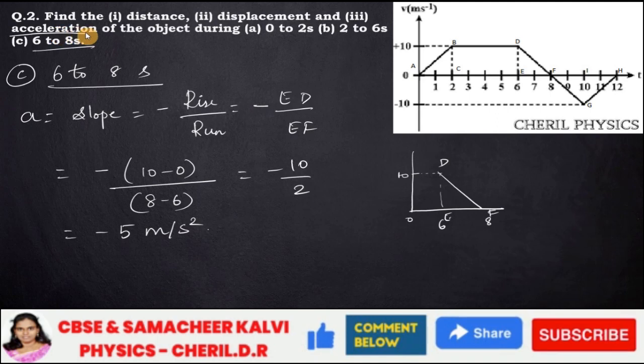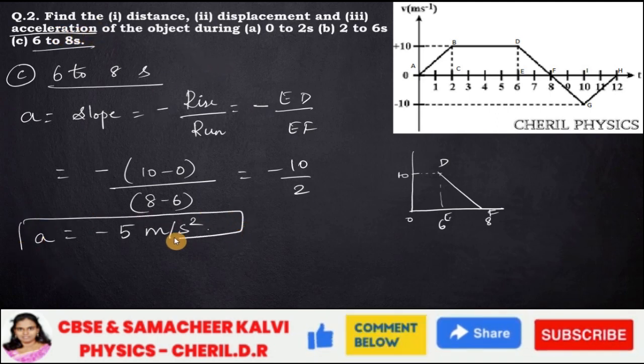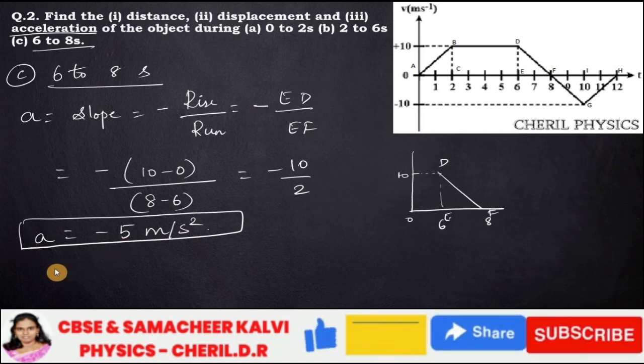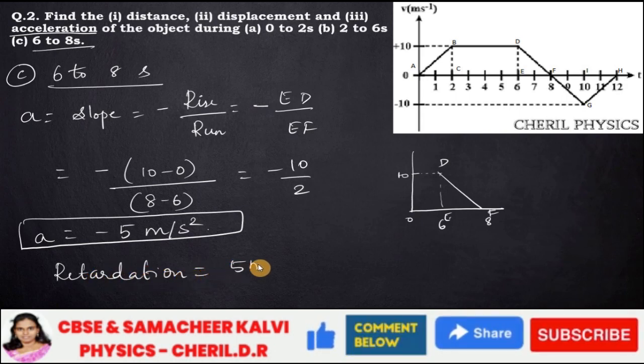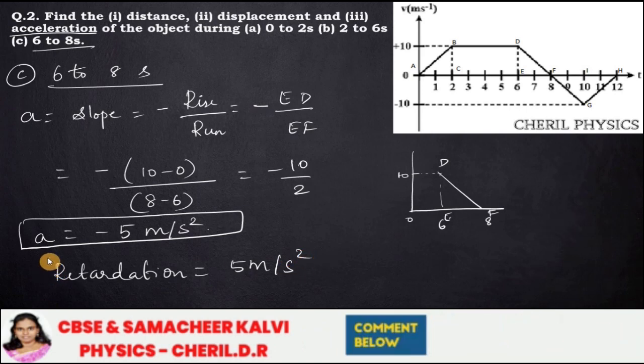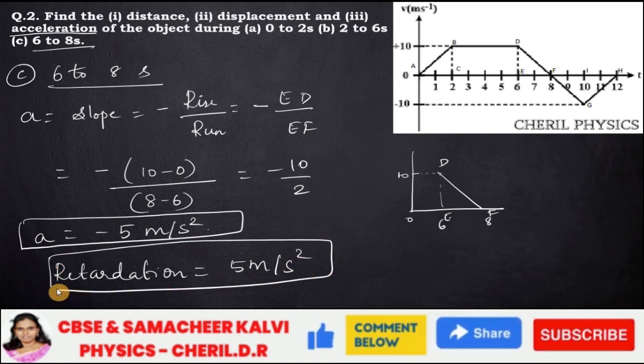Since the question asks for acceleration, you should write it as A is equal to minus 5 meter per second square. Only if you are going to represent it in terms of retardation, you mention it as plus 5 meter per second square. So you should be careful with this while mentioning acceleration and retardation.